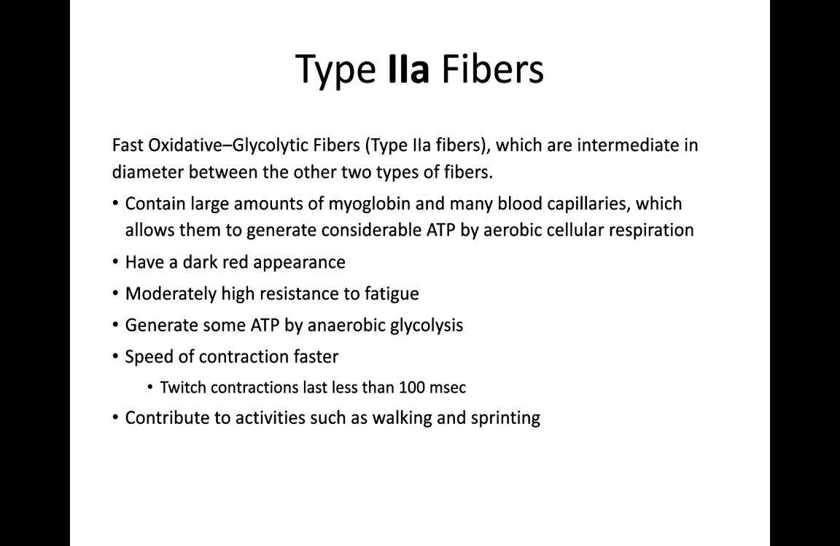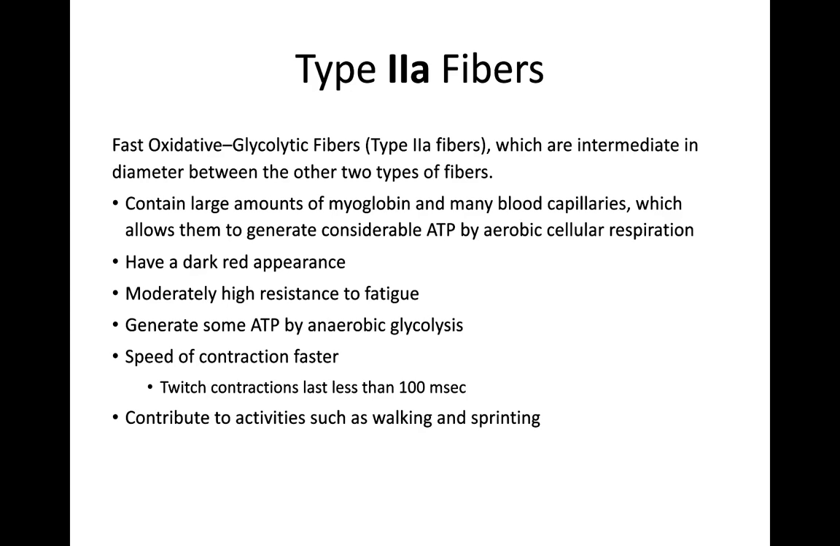Okay, type 2A are in the middle, as I've mentioned, between the type 1s and the type 2Xs. They share properties with both of them. So they're fast contracting, although they're not quite as fast as the type 2Xs. Oxidative and glycolytic means that they make ATP aerobically and anaerobically. So they do need myoglobin and many blood capillaries to allow them to get oxygen and use that oxygen to make ATP aerobically, but they also can make their ATP anaerobically through glycolysis. Okay, they will appear dark red, having high or moderately high resistance to fatigue, but they're not quite as resistant to fatigue as the type 1s.